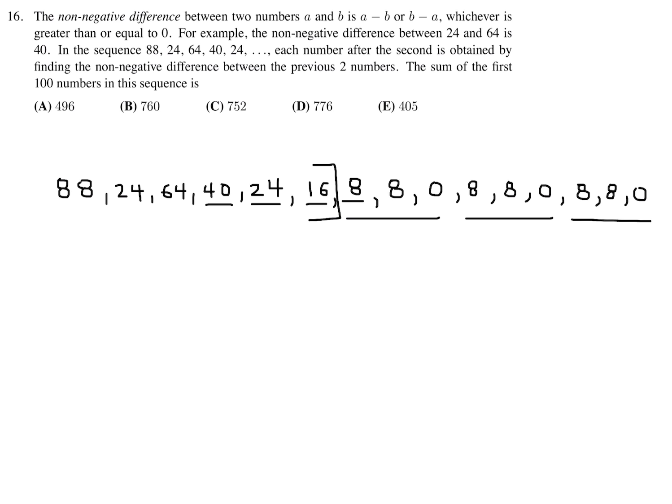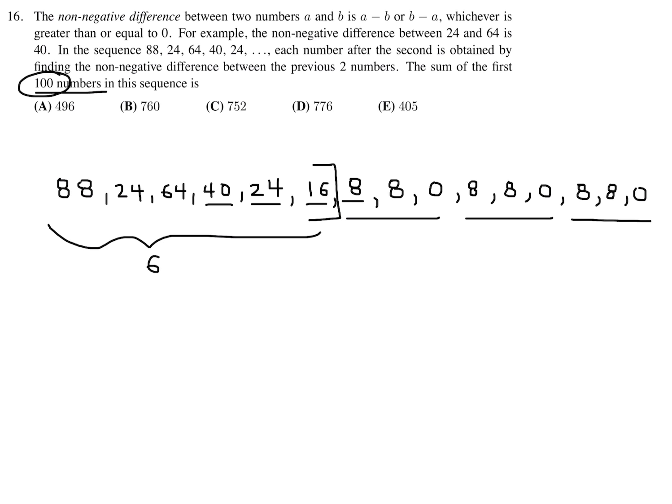Okay. So I've got to get to the 100th number. Now, obviously, I'm not going to sit here writing out 100 numbers. So we can just use the fact that we have got a pattern. The first, how many do I have here? 1, 2, 3, 4, 5. The first 6 numbers are here. And then I've got a repeating pattern of 8, 8, 0, 8, 8, 0.